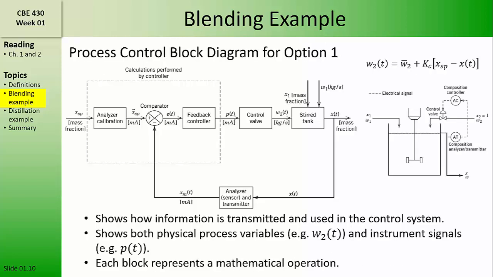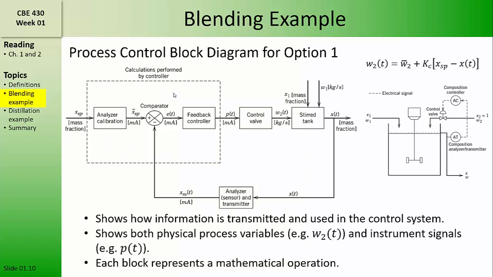Throughout this course, we'll represent control loops using instrument diagrams like the one shown here for the feedback controller, and we'll also use block diagrams like the one shown here. Components of the process and instruments in the control loop are represented by blocks, such as the control valve and the sensor transmitter shown here, or by groups of blocks, such as this group of blocks that represents the controller.